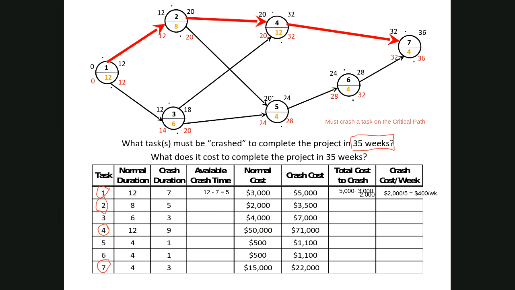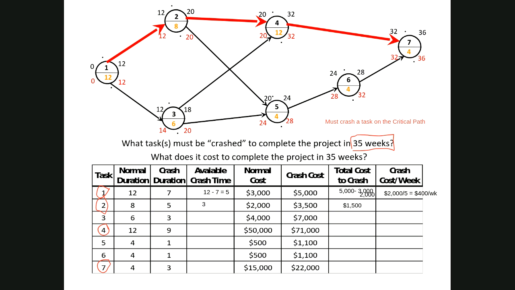And so we'll do this calculation for each one of our critical tasks, and you'll see here for task 2 we have 3 weeks available. The difference here is $1,500, and the cost per week is $1,500 for each of 3 weeks, which is $500 per week.